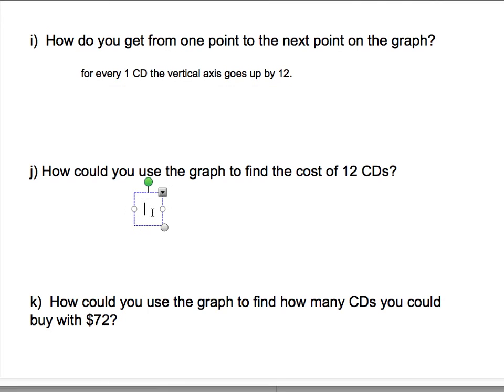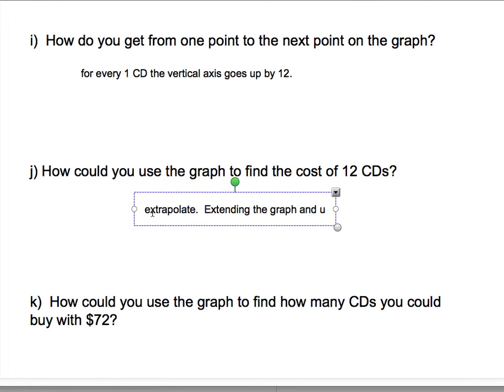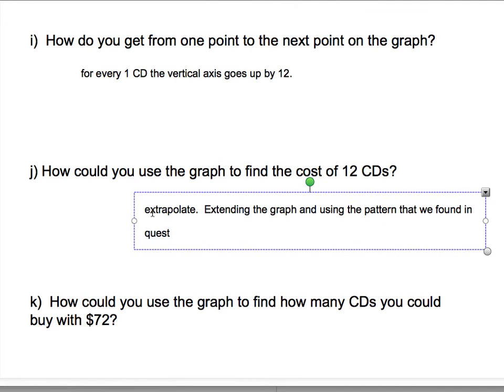And so how could you use the graph to find the cost of 12 CDs? Well, I wouldn't use the graph. I would definitely use the relation. But again, you would have to extrapolate. So extending the graph and using the pattern that we found in question 1.